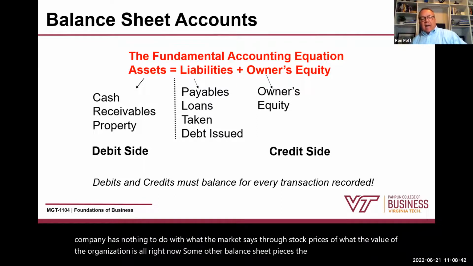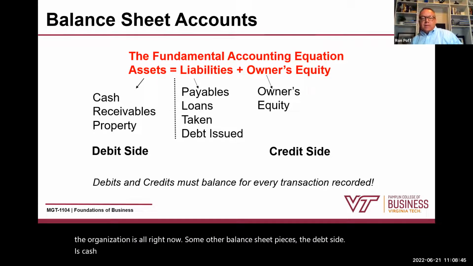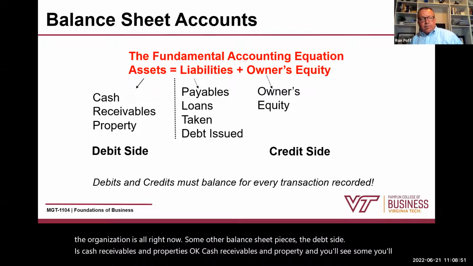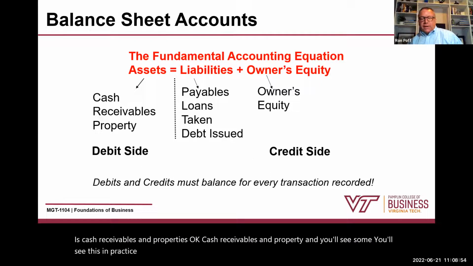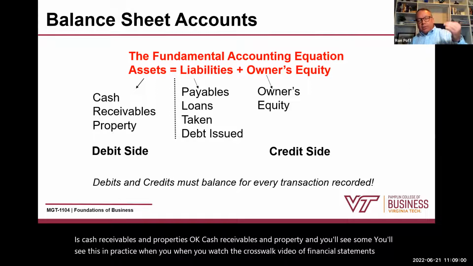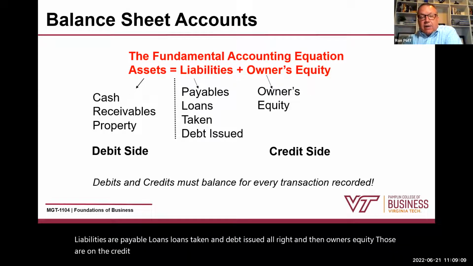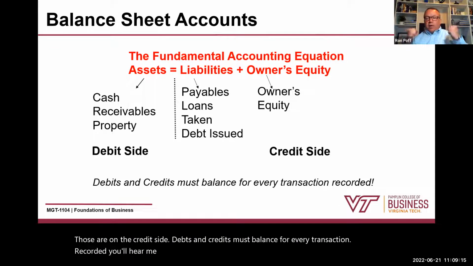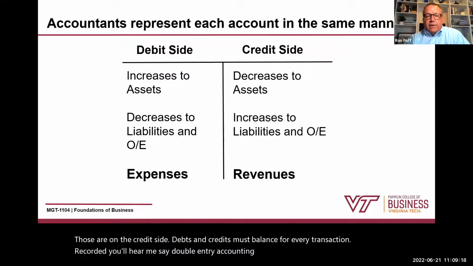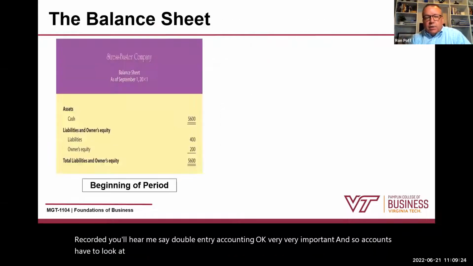The debit side is cash, receivables, and properties. Okay. Cash, receivables, and property. And you'll see this in practice when you watch the crosswalk video of financial statements. Liabilities are payables, loans taken, and debt issued. And then owner's equity, those are on the credit side. Debits and credits must balance for every transaction recorded. You'll hear me say double entry accounting. Okay. Very, very important. And so accounts have to look at expenses and revenues on both of that.